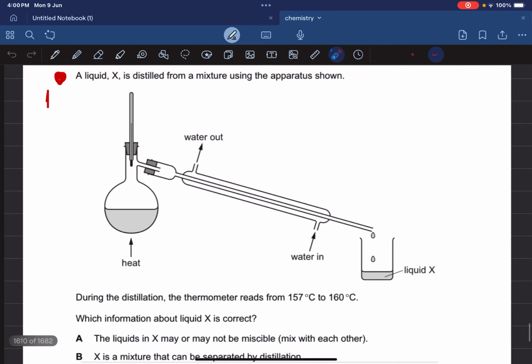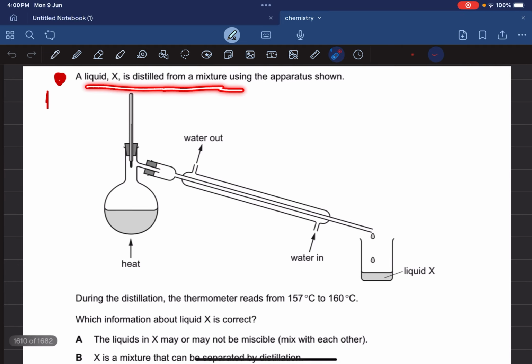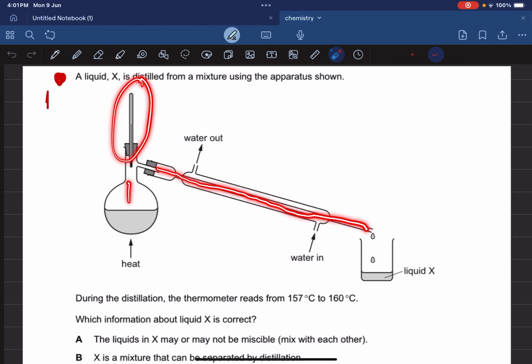Okay. A liquid X is distilled from a mixture using the apparatus shown. So we are shown a simple distillation apparatus. We have a round bottom flask in which we're heating the liquid. We have a thermometer that's going to measure the temperature, and then the liquid is being distilled over into this receiver, or you can say a beaker. What's basically happening is the vapor that enters is cooled by this cooling jacket, or the condenser, okay?